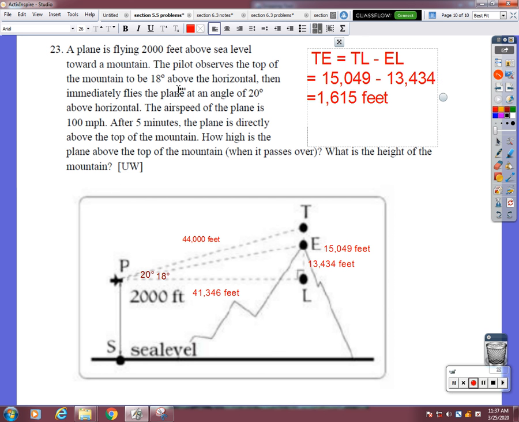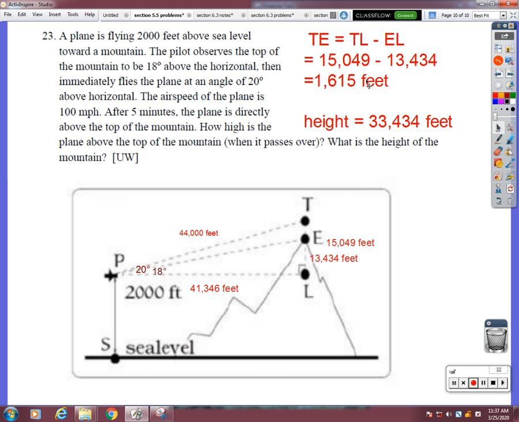Then the other question is, what is the height of the mountain? That would be easy. That is 20,000 feet, this distance right here, plus this distance right here. So that would be 33,434 feet. That's suspicious. I think that's taller than the tallest mountain in the world, so nice job, UW. Okay, so that's the end of that.